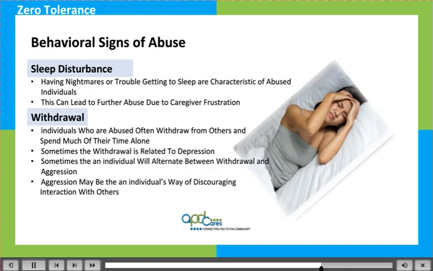Sleep disturbance. Having nightmares or trouble getting to sleep are characteristics of abused individuals. This can lead to further abuse due to caregiver frustration and loss of sleep.